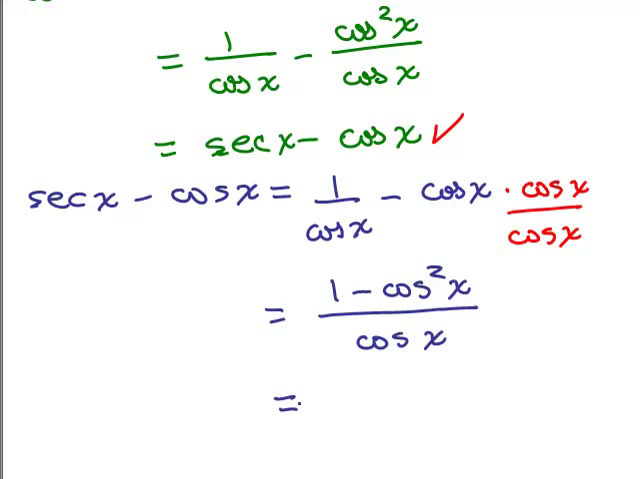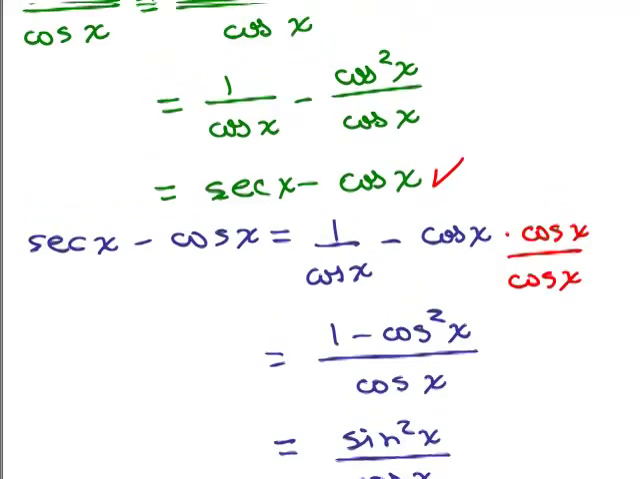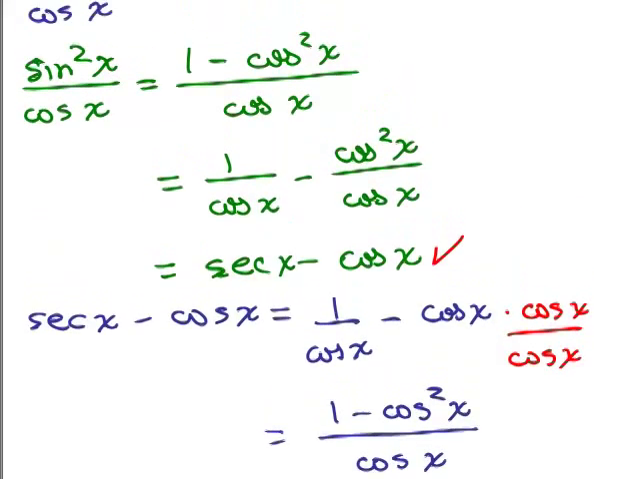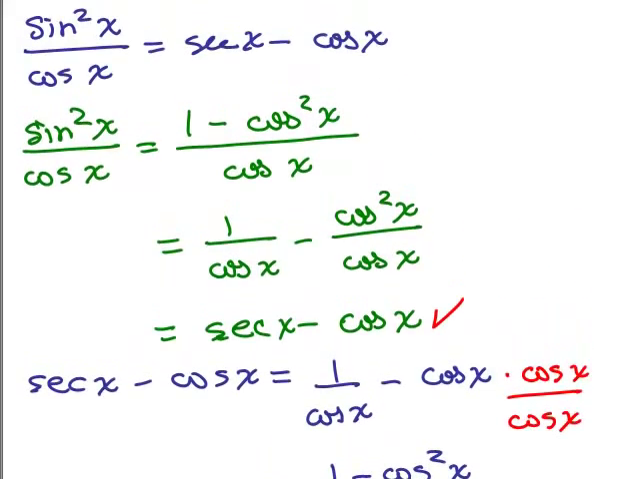And then hopefully you recognize this is an identity up in the numerator again. 1 minus cosine squared x is sine squared x over cosine x. And that's, I believe, exactly what we are trying to prove. Let's go up here. Was I trying to prove sine squared x over cosine x? Yes, there it is. Sine squared x over cosine x.